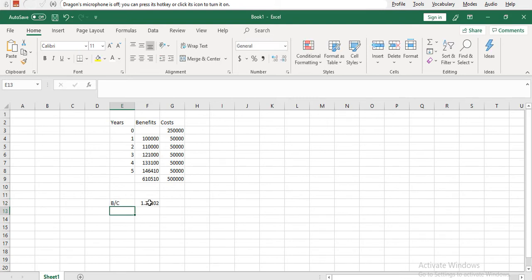It is greater than 1, which means that we are getting some sort of returns in 5 years. So if the value of B by C is greater than 1, then the project can be accepted. It is a financially feasible project.